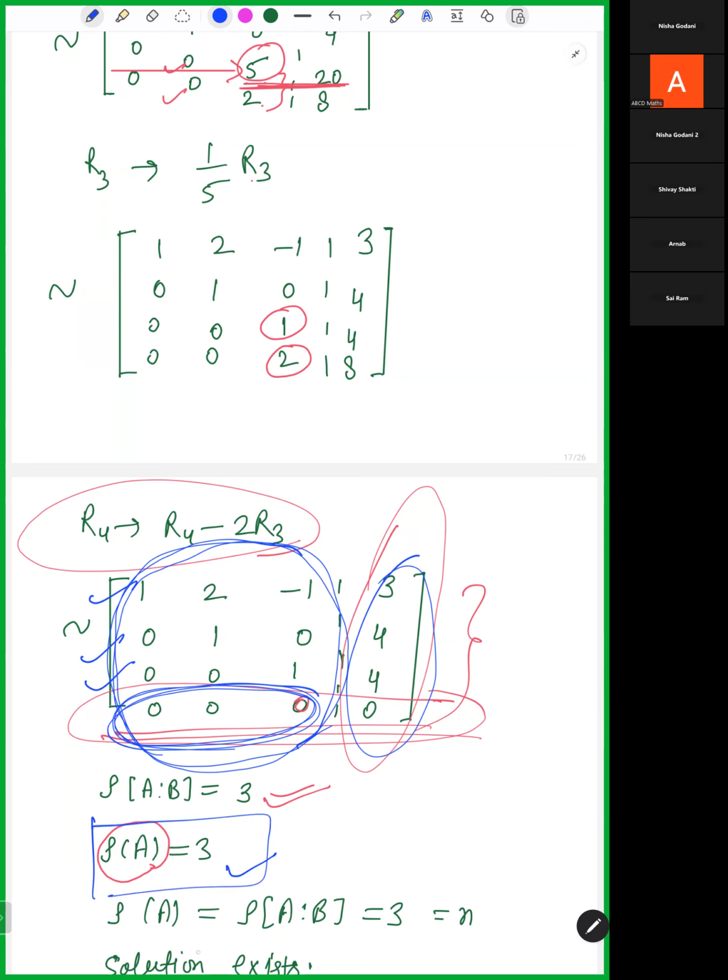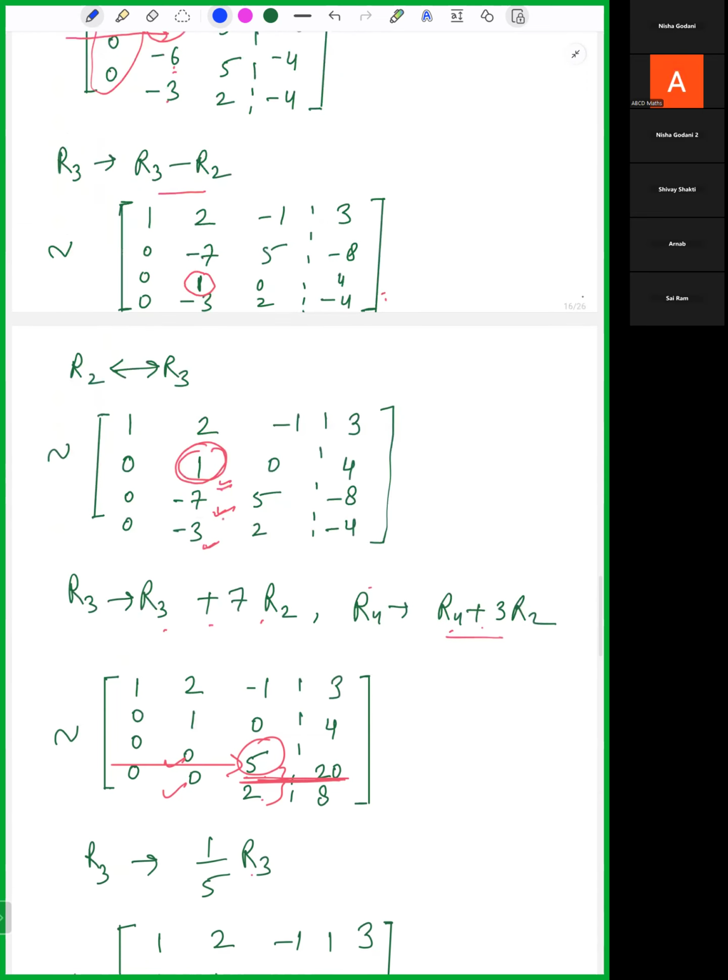Now both have equal ranks. So that is why the solution exists. The system is consistent. Okay, are you getting this?